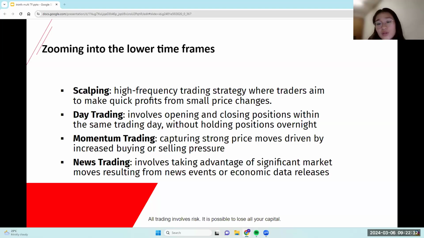And lastly, we have news trading. So news trading involves taking advantage of significant market moves that result from news events or economic data releases. So traders will closely monitor the news, announcements, and enter positions based on the impact of the news on the market. So they aim to capitalize on the price volatility and rapid market reactions that occur immediately following news releases.